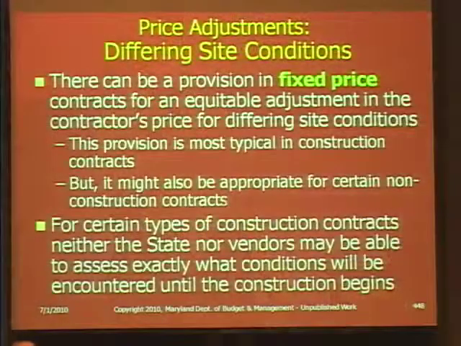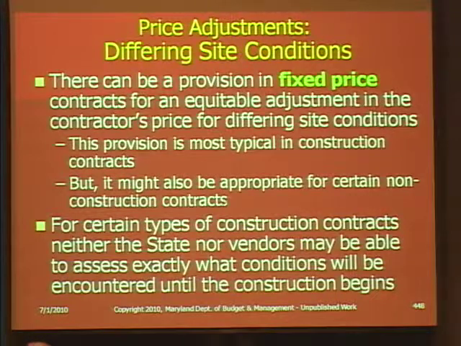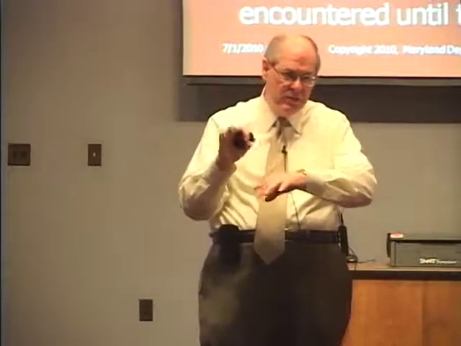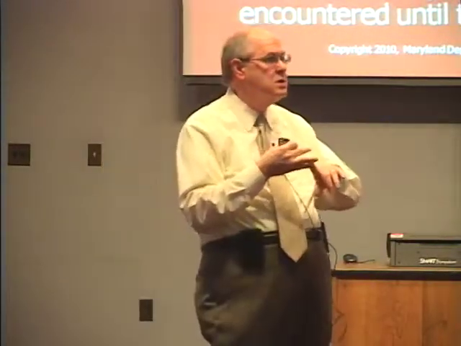So let's see, there can be a provision in fixed price contracts for an equitable adjustment. Equitable adjustment means we can pay them more money, or sometimes it means we can pay them less money, because equitable adjustment can go up or down. In the contractor's price for differing site conditions, this provision is most typical in construction contracts, but it might also be appropriate for certain non-construction contracts. And actually, this is different than what I just started to go down. So forget what I said a minute ago. We're on to fixed price for differing site conditions.